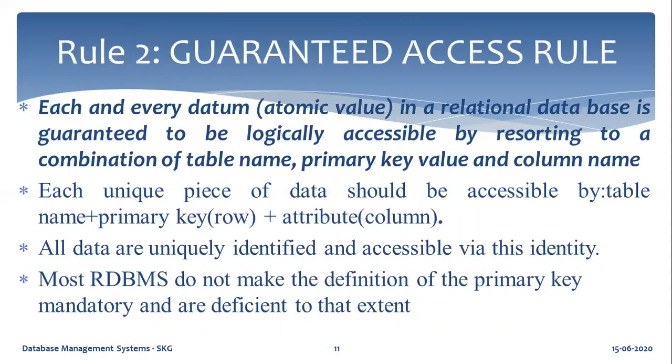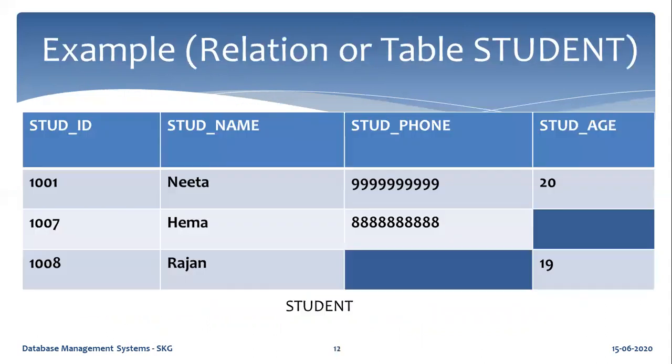Most RDBMS do not make the definition of a primary key mandatory. Over here, some RDBMS systems do not require defining a primary key. So some rules are being violated over here, but this is one rule, that data can be accessed through identity. So here I can access the phone number of 1007 by providing the table name, that is student, and then this ID and the column name which I want, that is student phone.